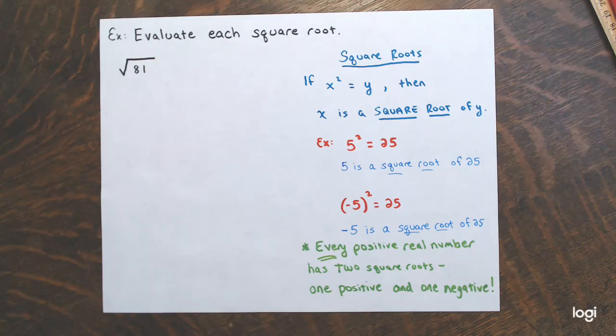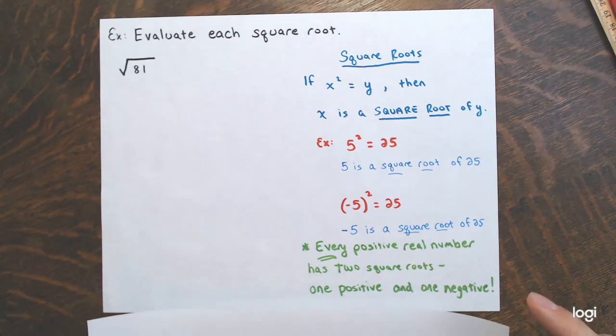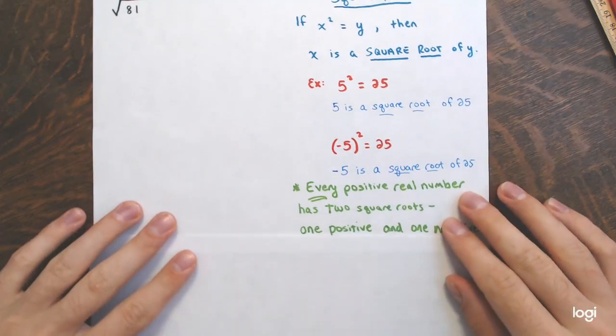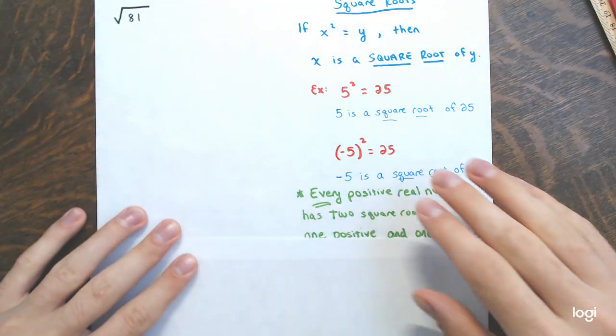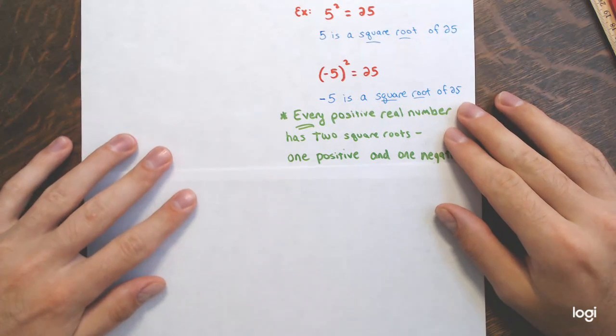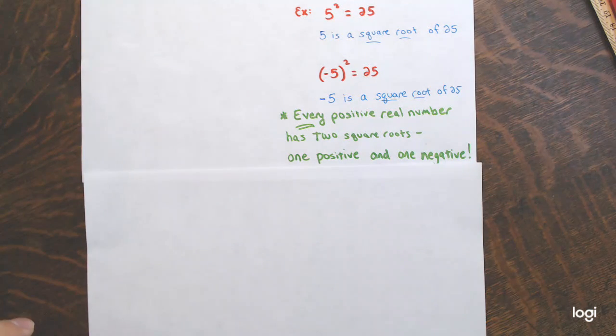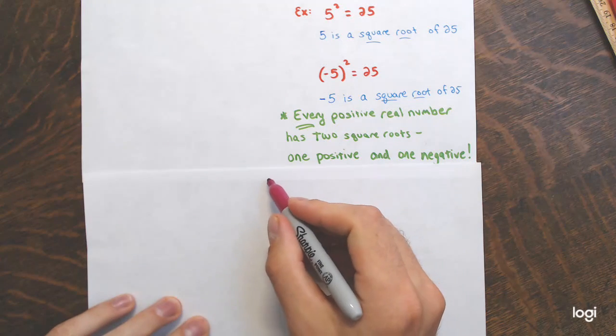Now that we know that every positive number has two square roots, a positive one and a negative one, when you're asked for the square root of a number, which one are you asked for? Are you being asked for the positive one or for the negative one? That'll depend on what symbols you're seeing. I'll come back to this square root of 81 in a second, but that'll all depend on the symbolism.